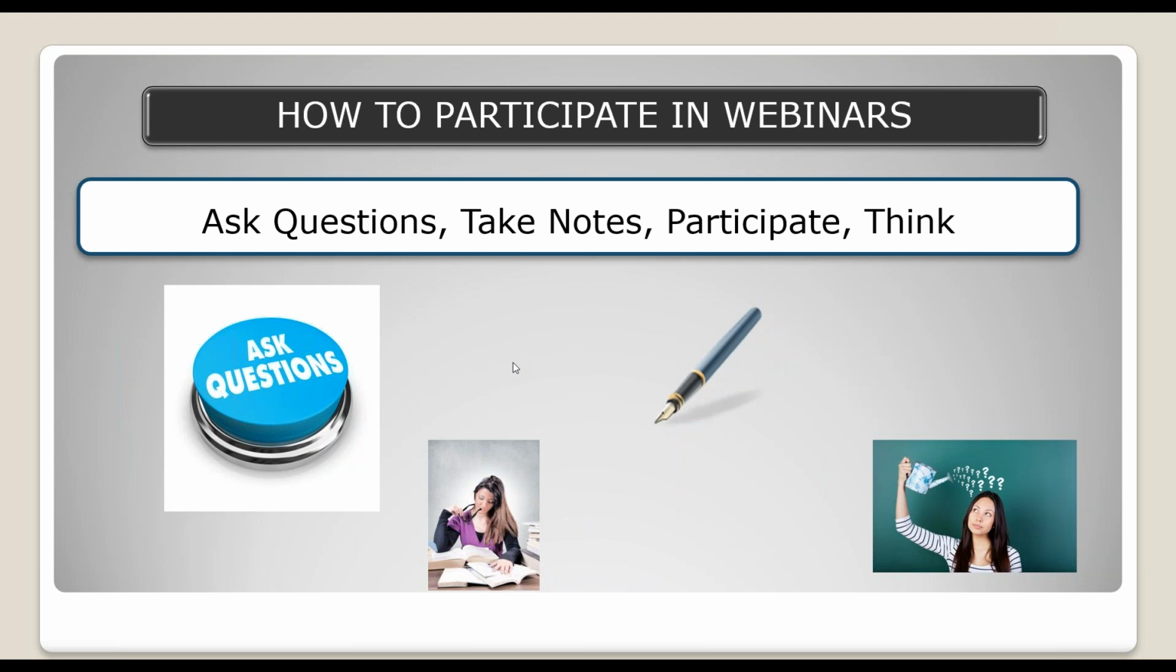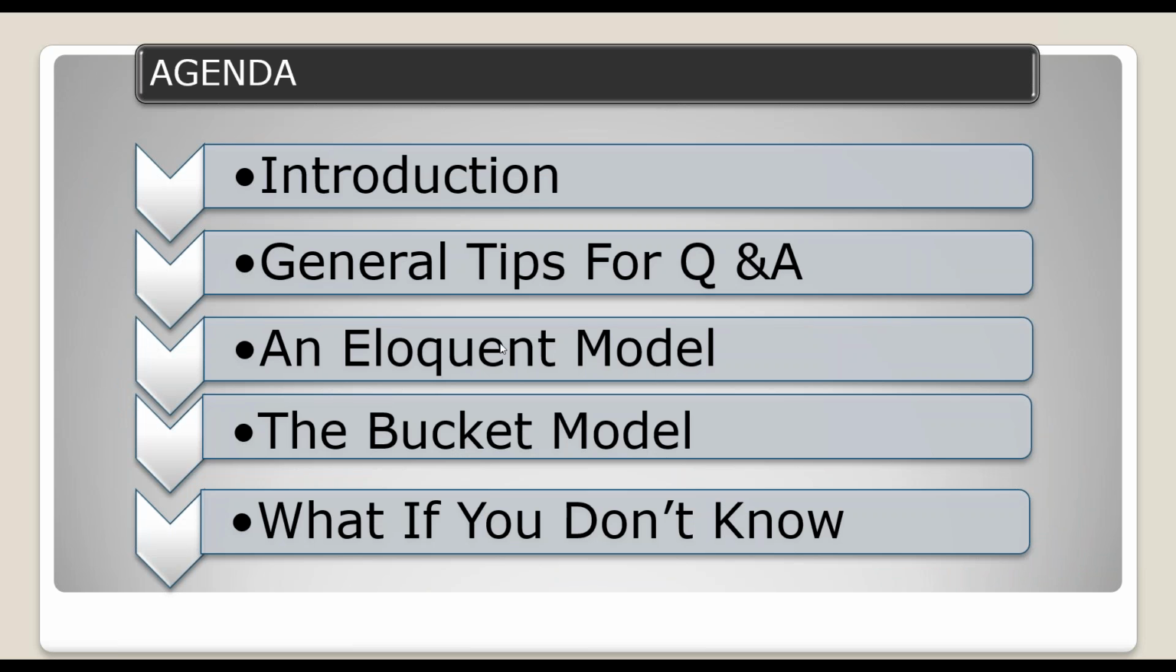So apply some of what you've learned to your own personal situation. The agenda for the 30 minutes that I have: a little bit of introduction about Q&A, some general tips, an eloquent and dynamic model, and a further layering on the model called the bucket model. And what if you don't know the answer? What if you don't have the answer to the question that you've been asked? So that's what I'm planning to cover in the 30 minutes that I have with you.